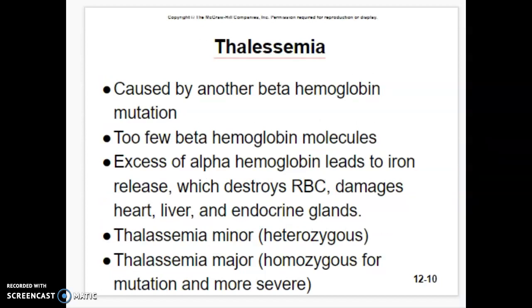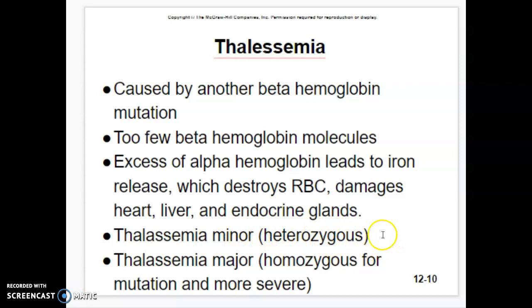Thalassemia is another beta globin mutation. In this case, there's too few beta hemoglobin molecules, and that causes too much alpha hemoglobin that can't bind to the beta globin and become a hemoglobin molecule. It will release these alpha globins and release that iron, and too much iron will actually be damaging to your organs as well. And if you're just heterozygous, you have what's called thalassemia minor.